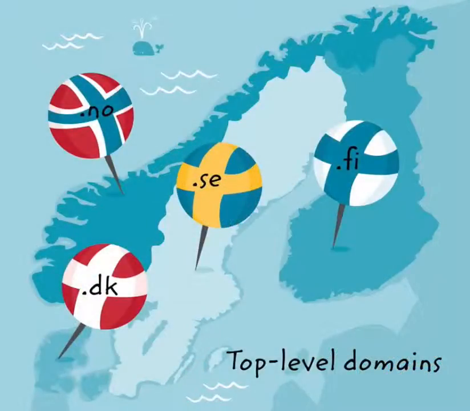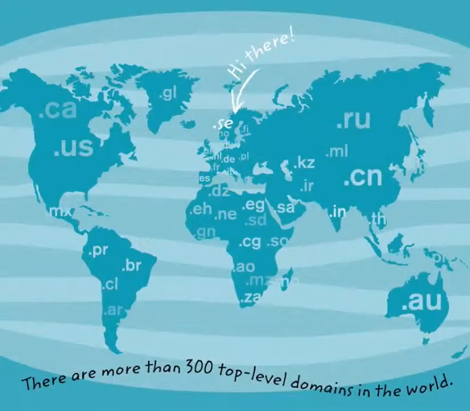To take some examples, Danish websites often have .dk at the end, while many sites in Finland end with .fi, and in Norway they use .no. All the countries in the world have a similar letter code. They're called top-level domains. The abbreviation at the end of an internet address, like .se, is called a top-level domain, and there are over 300 different top-level domains in the world.